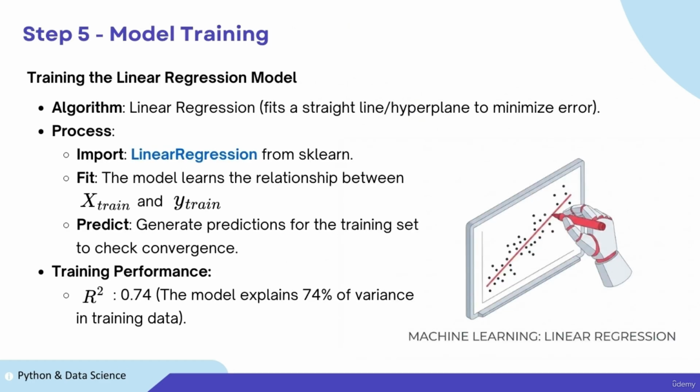Now, step 5, model training. We're using linear regression. This algorithm tries to draw a straight line or a hyperplane in 3D that best fits our data points. In the code, we initialize the linear regression class and call the fit method. This is the moment the machine learns. It finds the mathematical equation connecting cement, suction, and density to strength. On our training data, the model achieved an R-squared score of 0.74, meaning it explains 74% of the variance.